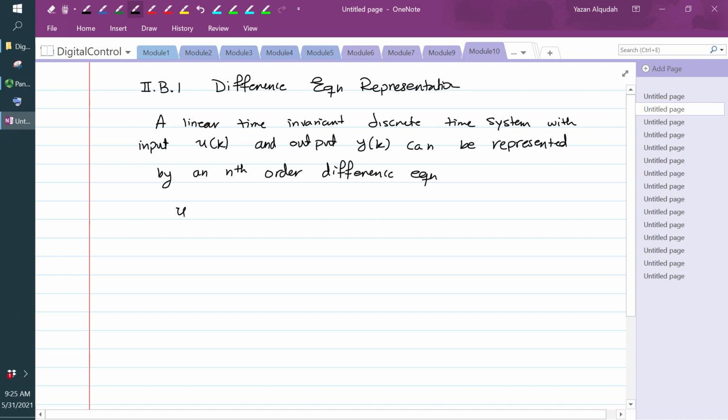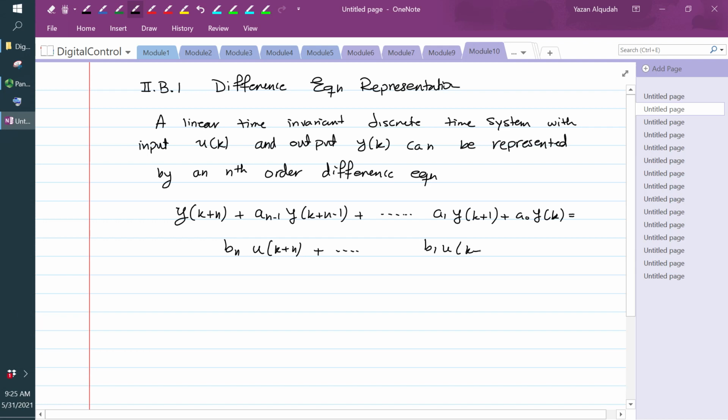And this difference equation is given by y of k plus n, plus a n minus 1 y of k plus n minus 1, plus all the way to a1 y of k plus 1, plus a0 y of k. And this is equal to bn multiplied by the input u of k plus n, all the way to b1 u of k plus 1, plus b0 multiplied by u of k. This equation, we call it a difference equation.